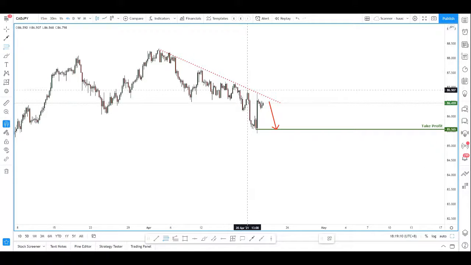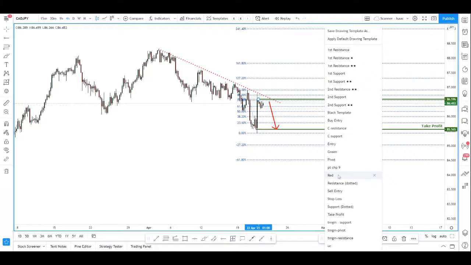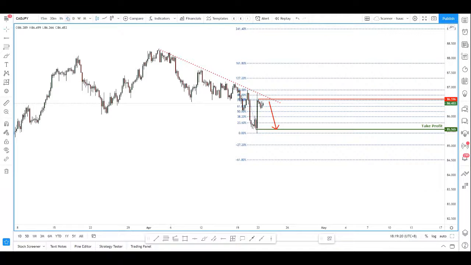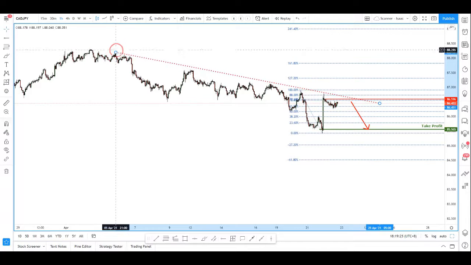We can use Fibonacci retracement from high to the low, and we see the price is currently testing the 78.6 as well. This can be our resistance. Let's quickly go down to the 1 hour just to fine tune this analysis.